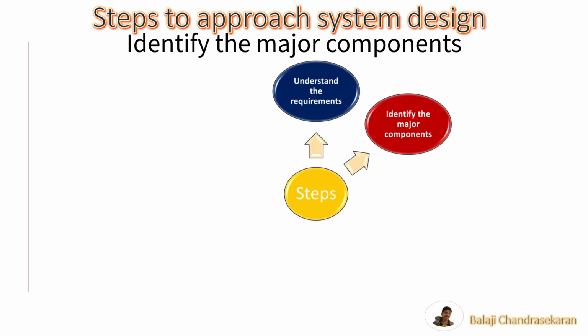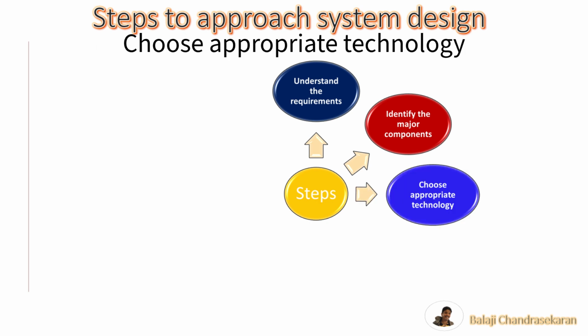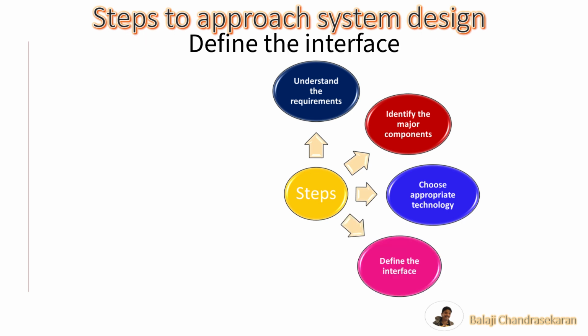Identify the major components of the system and how they interact with each other. This includes determining the relationships between different components and how they contribute to the overall functionality of the system. Based on the requirements and components, choose the appropriate technology to implement the system. This may involve choosing hardware and software platforms, databases, programming languages, and tools. Define the interface between different components of the system, including APIs, protocols, and data formats.